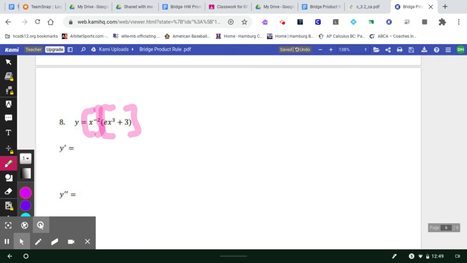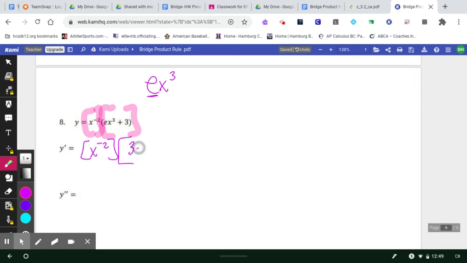So I have the first term, which is x to the negative 2, times the derivative of the second. Excuse me. So e to the x cubed. Remember, e is just a number. It's a constant, so it's going to stay. So my derivative would be 3e x squared, and then the 3 is a constant, plus the second term, e x cubed plus 3, times the derivative of the first, negative 2x to the negative 3.